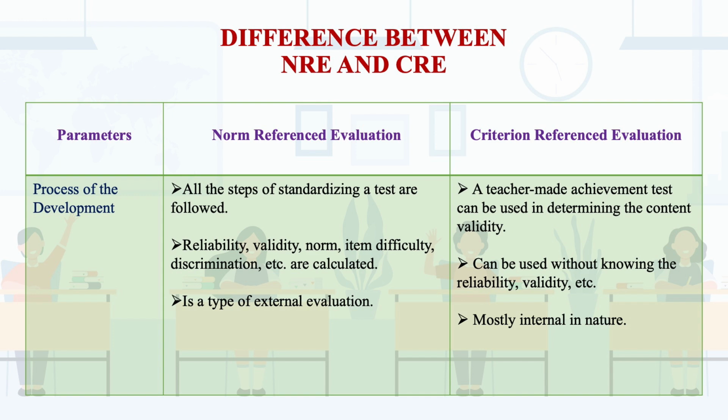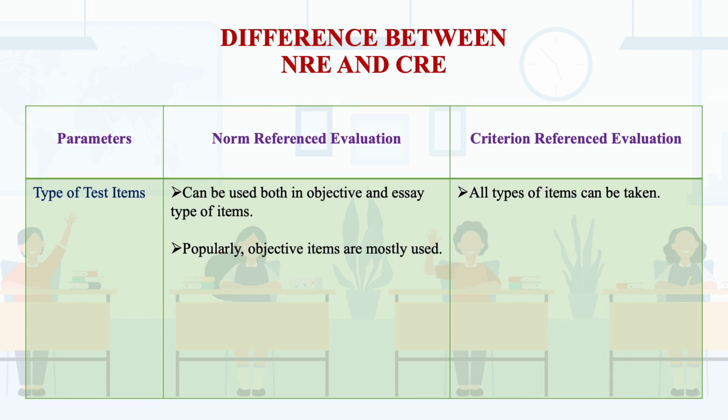Okay, and this is mostly formative in nature, mostly continuous in nature, and it goes in a continuum, and we can say it is mostly internal in nature. And the other differences so far as type of test items are concerned, in a norm referenced evaluation, both objective and essay types of items can be used, and popularly objective items are mostly used, but in a criterion reference test all types of items you can take and you can use for preparing a CRT.